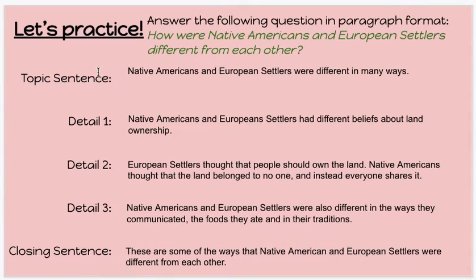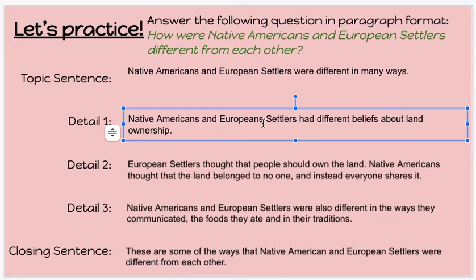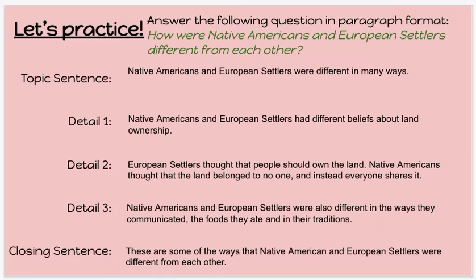After I finish writing my topic sentence, my 3 supporting details, and my closing sentence, I'm going to reread my paragraph to check and see if there's any edits or revisions that need to be made. Native Americans and European settlers were different in many ways. Native Americans and European settlers, oh, I see a typo. There we go. Had different beliefs about land ownership. European settlers thought that people should own the land. Native Americans thought that the land belonged to no one and instead everyone shared it.